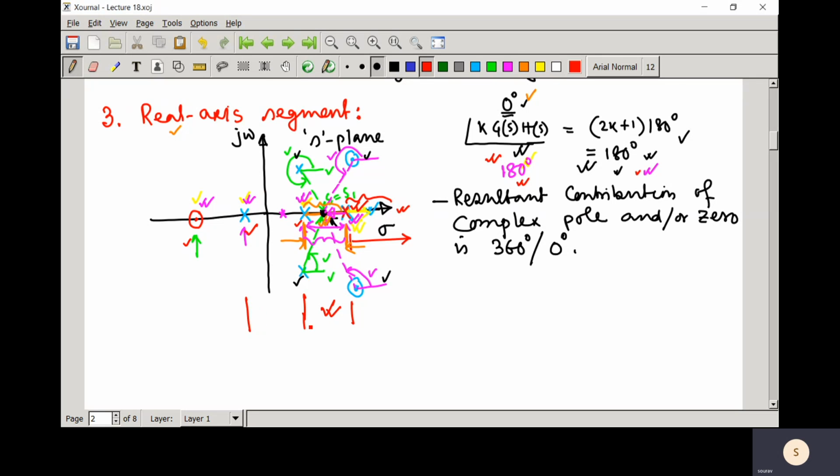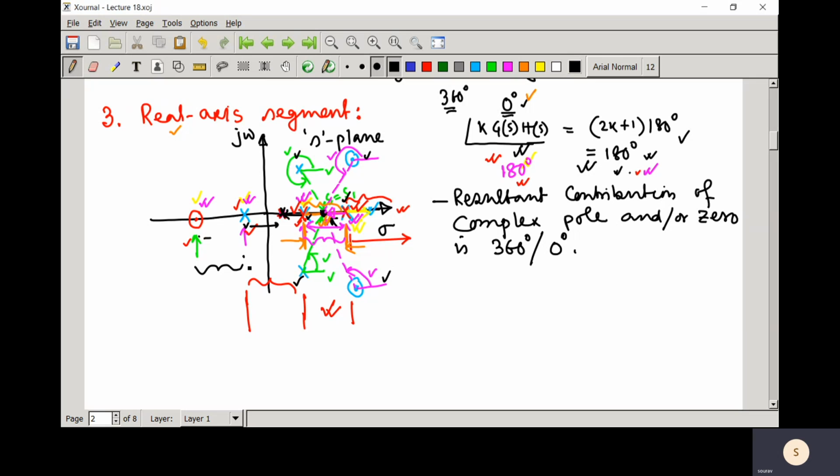So let us see here. Now if we consider this particular segment from this pole location to this location, what happens? Suppose you have a point here. Then you can see that for this particular pole, it is 180 degree, and for this pole, again it is 180 degree. So it becomes 360 degree. And for this one it is coming 0 degree, and for this one it is coming 0 degree. So that is 360 degree not equal to 180 degree. That means it does not satisfy it.